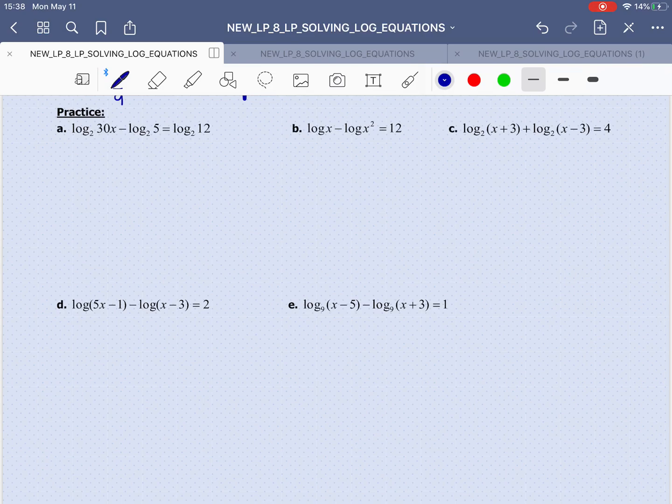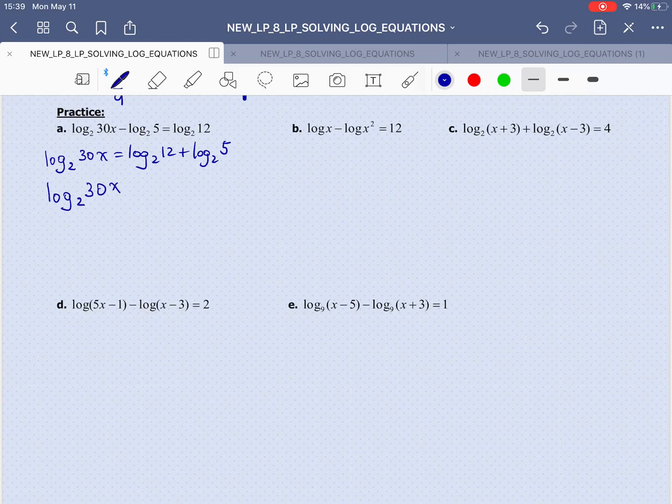So log with base 2 of 30x minus log with base 2 of 5 equals log with base 2 of 12. I'm happy the bases are all 2 and I only have log terms. I can combine them in different ways. And I am choosing to keep the log 30x on the left side. Bring this to the other side because I like the product law better than the quotient law, but it shouldn't make a difference. So I'll rewrite it as log with base 2 of 30x equals log base 2 of 12 plus log base 2 of 5.